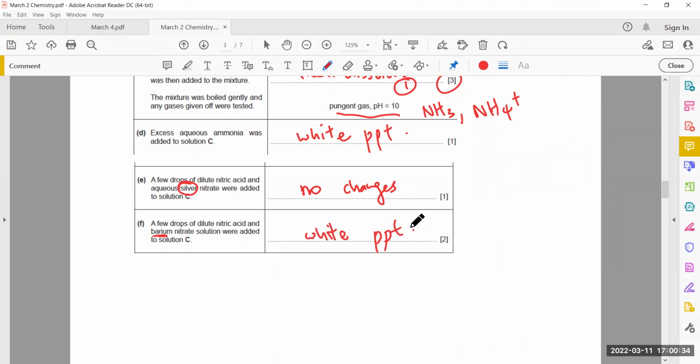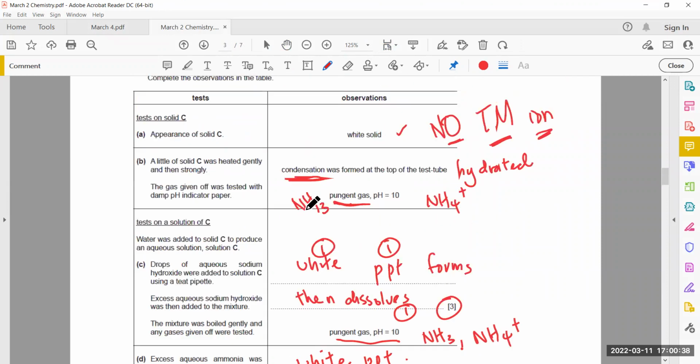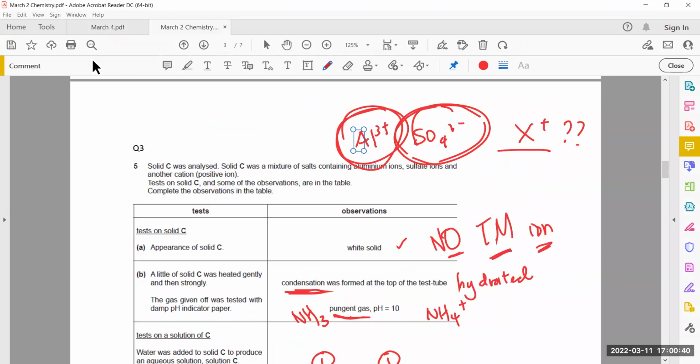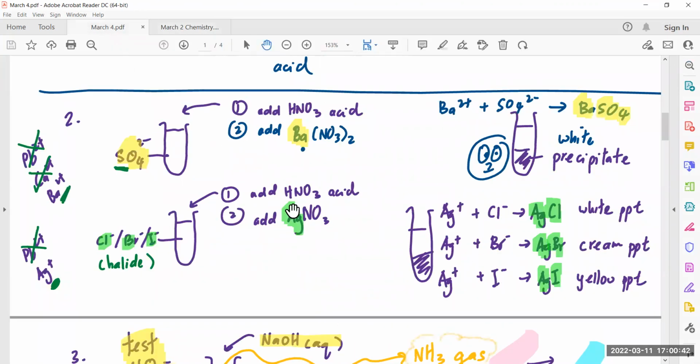But teacher, isn't barium cream precipitate? No. Barium with sulfate gives white precipitate. Where got cream? White. Can you see or not? Oh, okay. Bromide is cream precipitate. Bromide is cream precipitate. Okay? Yeah.